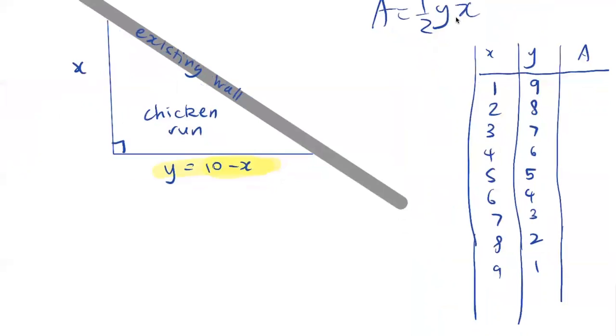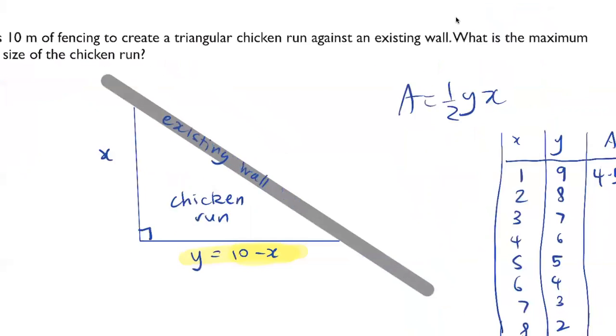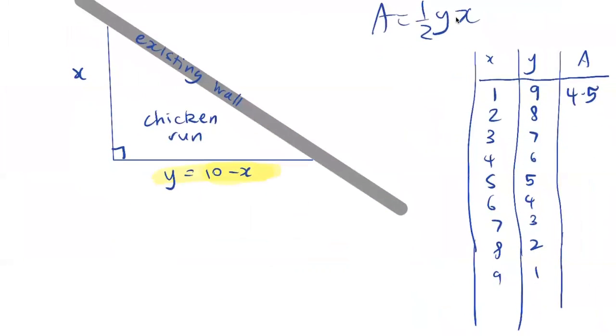And now we can work out what these areas are. And the area is half of x times y. So 1 times 9 is 9, and half of that is 4.5. So if this is meters, and it is meters because it has 10 meters of fencing, then the answer is going to be 4.5 meters squared if I've got that arrangement. So let's try the next one. What about 2 and 8?